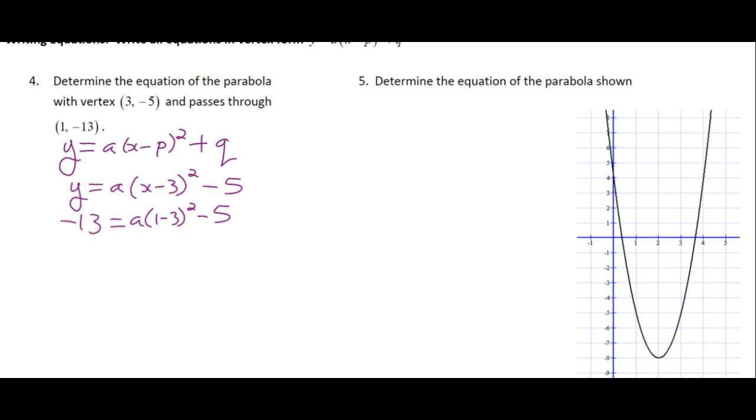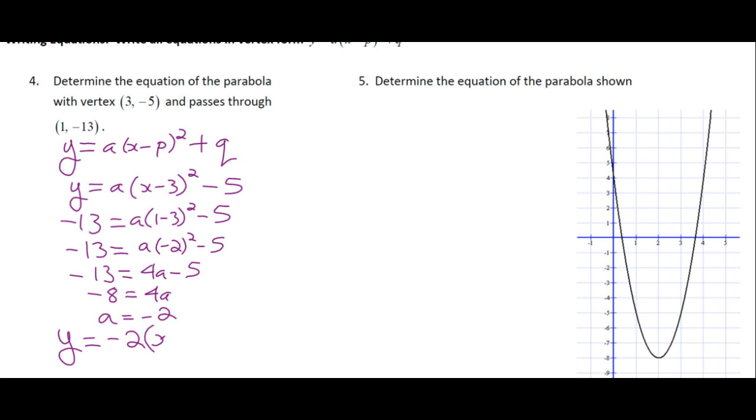Okay, so work on that, don't look up. I'll do it up here. Okay, so how's that? Yes? No?